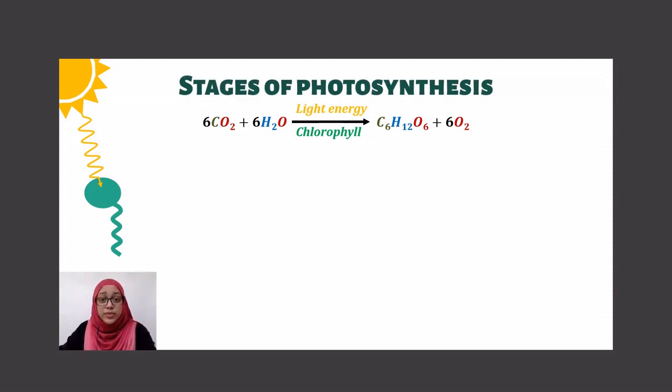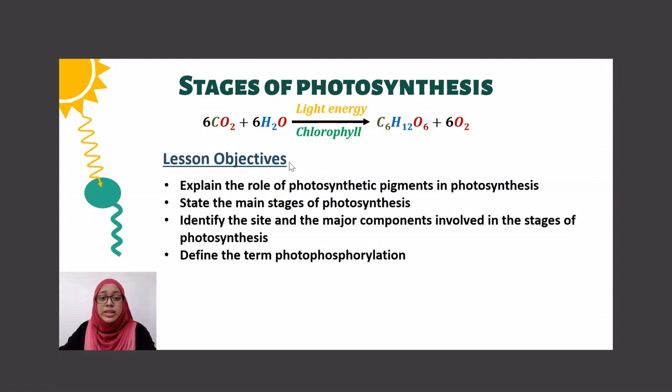And as we do, we're going to focus the lesson on these objectives. By the end of today's class, you should be able to explain the role of the photosynthetic pigments in photosynthesis. You should be able to state what the main stages of photosynthesis are, and you should also be able to identify where these stages occur and what the major components involved in these stages are. You're also expected to be able to define the term photophosphorylation.